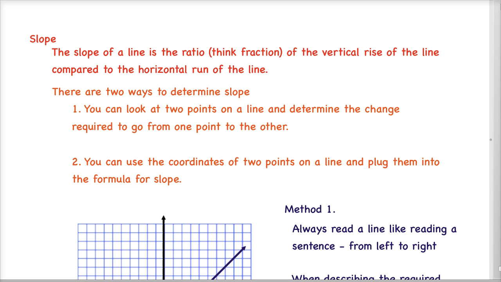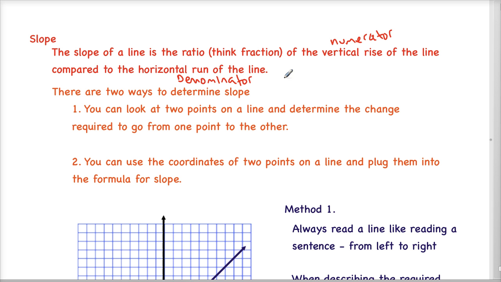So first of all, what is the slope? The slope of a line is the ratio of the vertical rise of the line compared to the horizontal run of the line. So whenever I see the word ratio, I think fraction. So this is going to be a fraction. And when we're comparing a ratio of two different quantities, the first quantity is going to be the numerator. So the vertical rise will be my numerator here. And the horizontal run will be the denominator of this fraction.